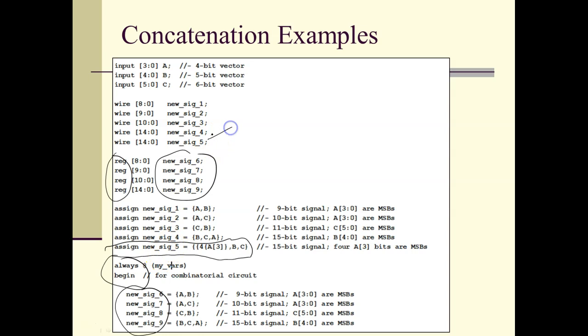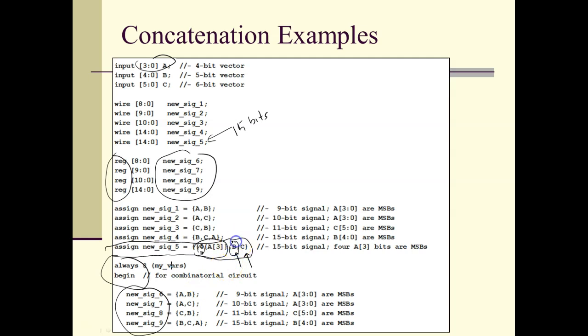So here's new sig 5. If you look at it, it's 15 bits wide. What I'm going to do here is assign it 4 of these bits, and I'm going to assign it the B signal and the C signal. This special notation says take whatever A3 is. A3 is a part of this signal. Repeat it 4 times, which is this little signal here. Put that at the front, the leftmost of the variable.